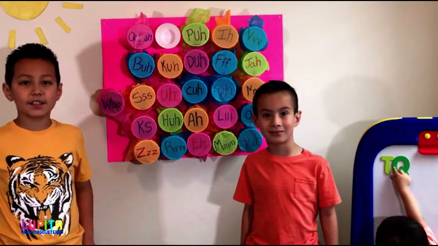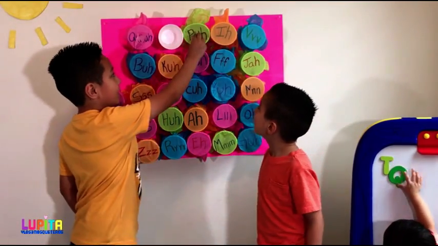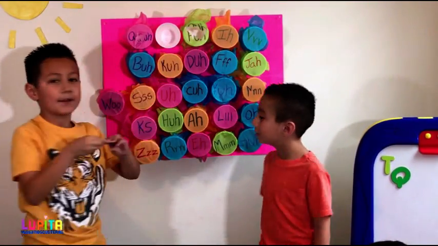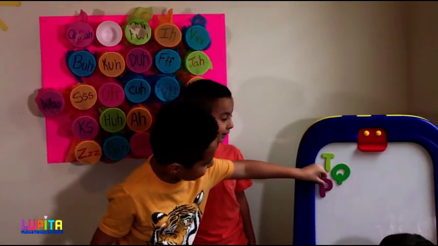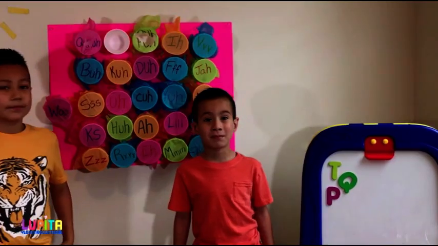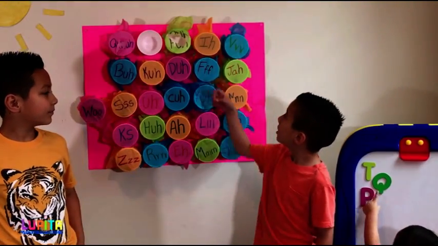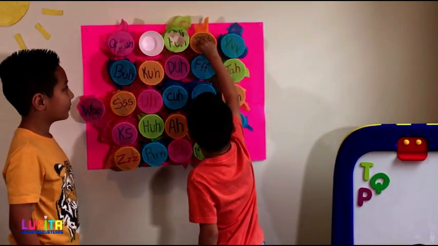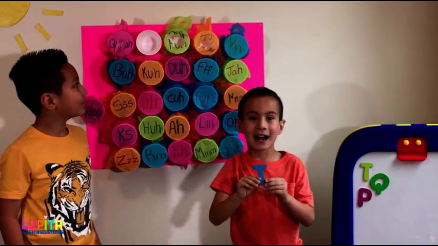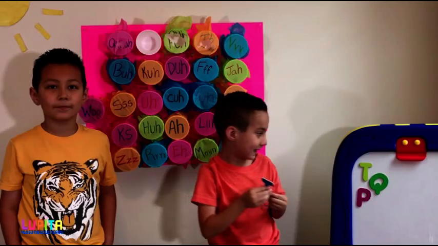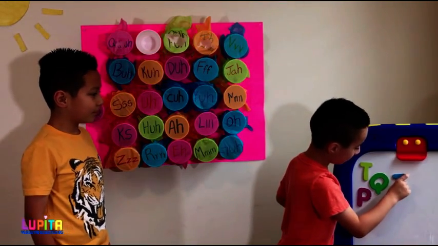Let's see what makes the sound P. P makes the sound P. Now let's put it on the board. Let's see what makes the sound E. E makes the sound E. Put it in the board.